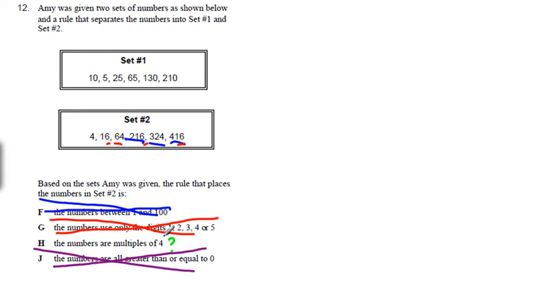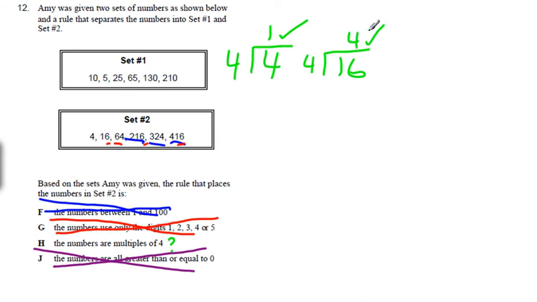So how do we tell if a number is a multiple of 4? Well, you should be able to divide it by 4 and get an even number. So 4 divided by 4 is 1. Check. 16 divided by 4 is 4. That works. 64 divided by 4, and that's 16. So that checks out.